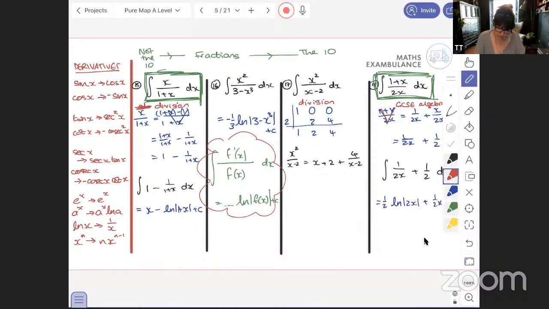So what did I achieve there? I now know that all I have to do is integrate this. And I can integrate that. That is a half x squared, add 2x, add 4 ln x minus 2 plus c, done.